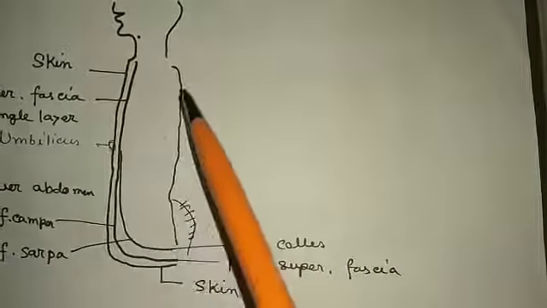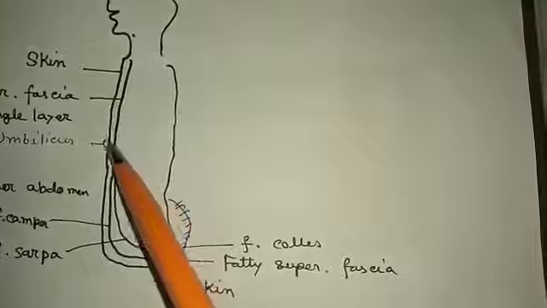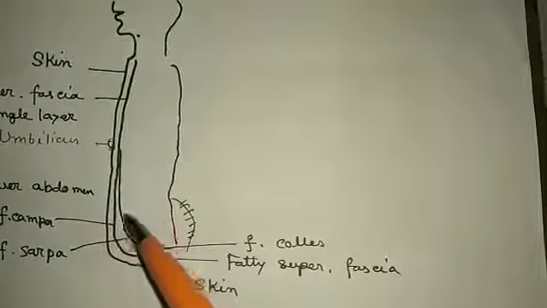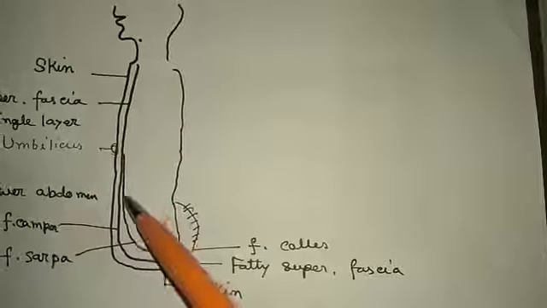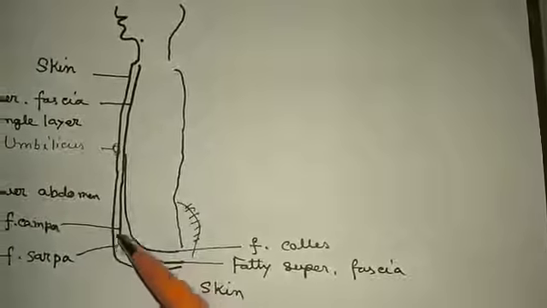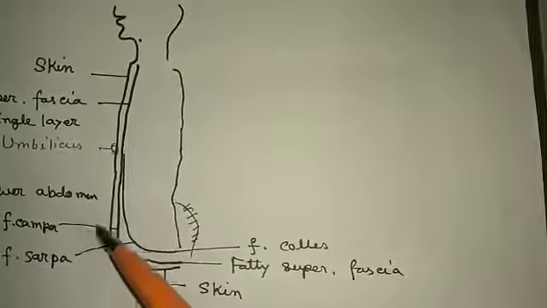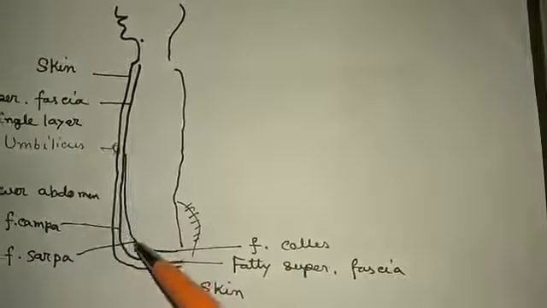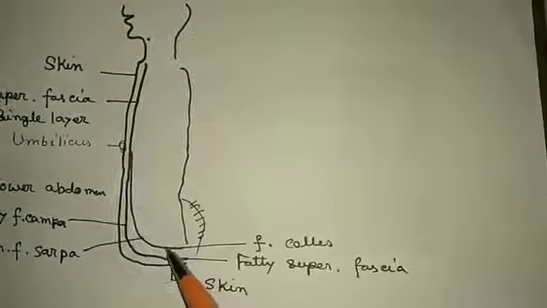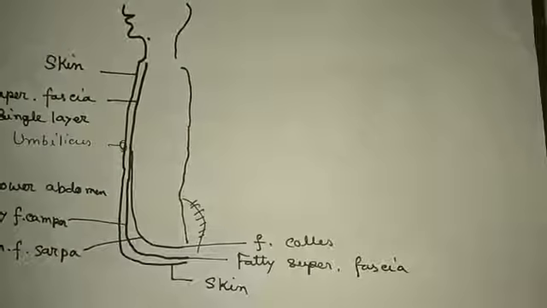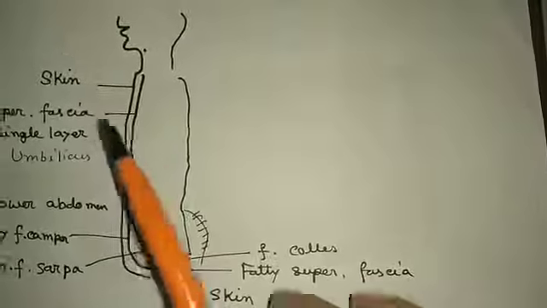This is the mid-sagittal section of the human body. This is the skin. This is a single layer of superficial fascia, but below the umbilicus this single layer is converted into two layers: the superficial fatty fascia of Camper and the deep membranous fascia of Scarpa. The superficial fatty layer continues as the fatty layer of the superficial fascia, but the membranous fascia of Scarpa changes its name, and in the perineal region it is known as Colles' fascia. Colles' fascia is the continuation of the membranous fascia of Scarpa.